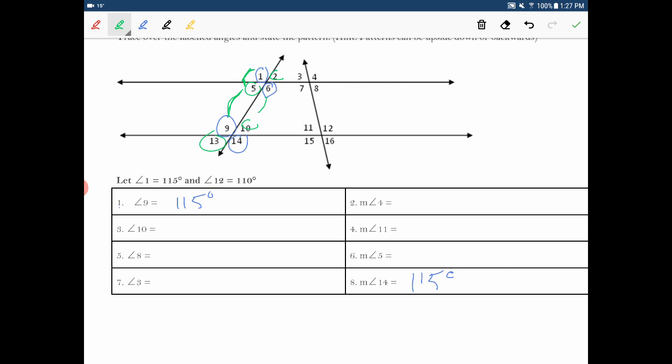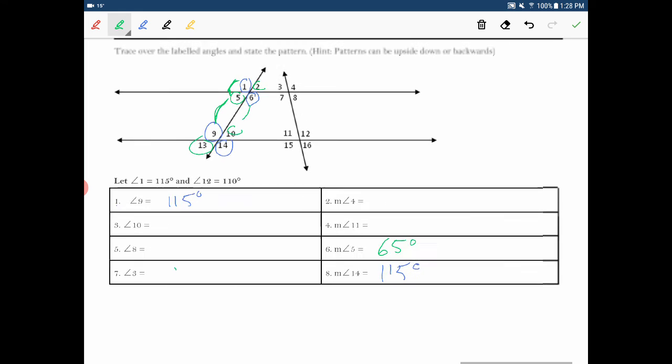Okay, so let's see. So we got, what was it? It was 115. Okay, so we're going to have 65 is going to be our other angle. So 2, 5, 10, and 13 are all just going to be 65 degrees. So let's see. So do we have 2, 5? I see a 5 here, so that's going to be 65. All right. Is there 2, 10, or 13? I don't see a 2, 10, or a 13. So I guess we're off the hook.